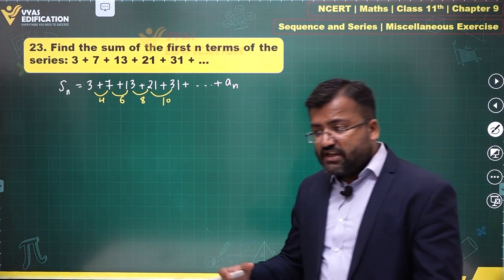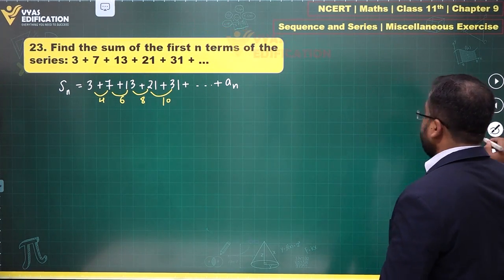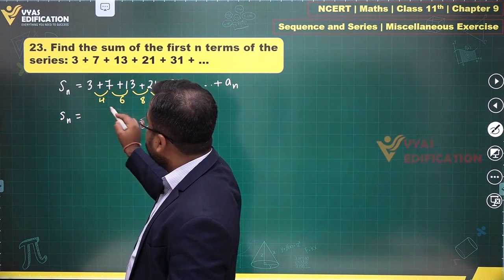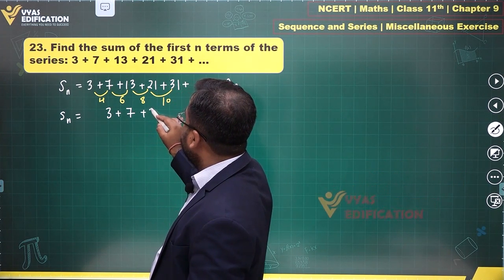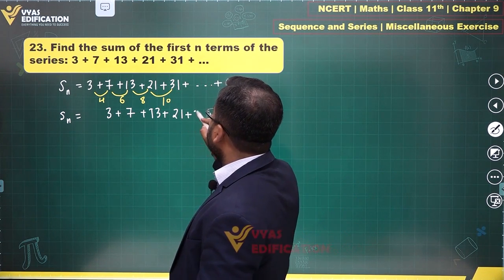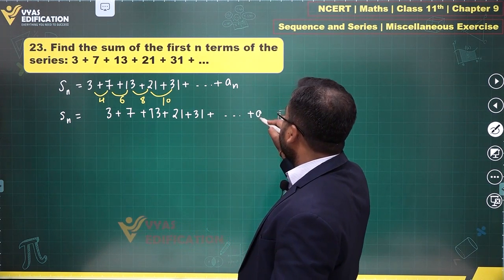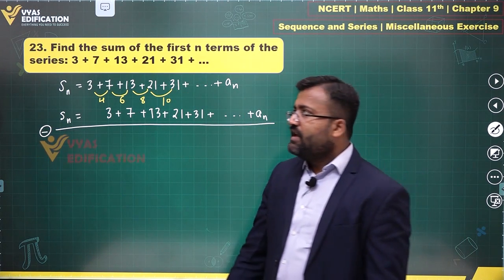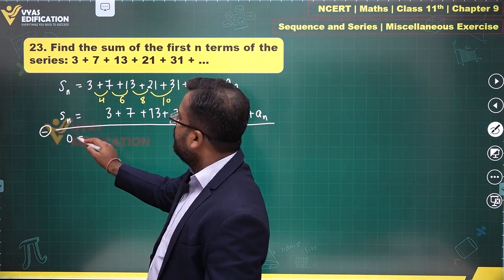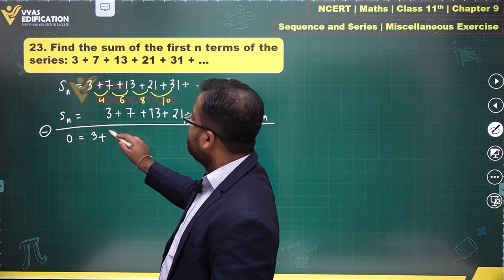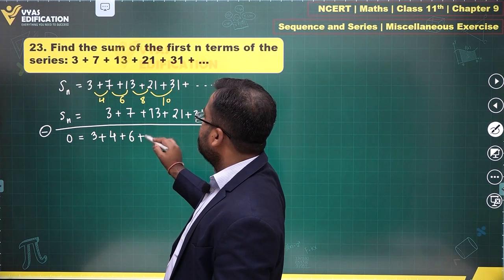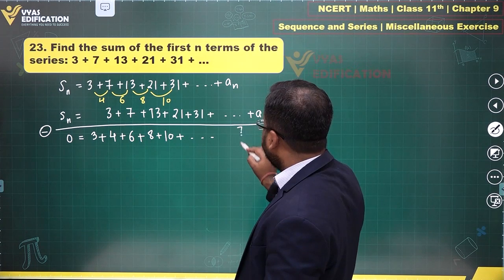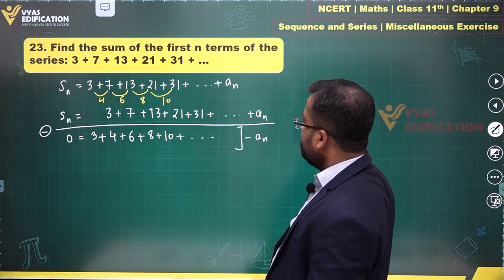And the way of handling this is by taking differences, by writing Sn again. So what we'll do is write Sn again by shifting each term by 1 unit: 3 plus 7 plus 13 plus 21 plus 31 plus dot dot dot plus An. And now you take the difference. Subtract these two. Sn minus Sn becomes 0. This is 3. This here is 7 minus 3, 4 plus 6 plus 8 plus 10 plus dot dot dot, and up till here minus An. 0 minus this will be An.